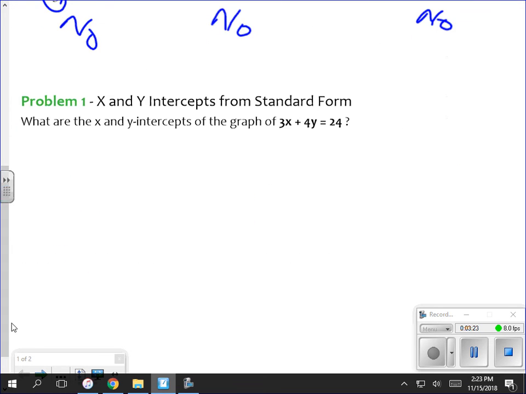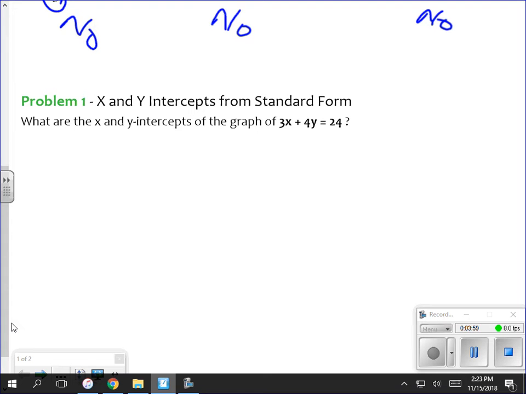Okay. So, this next part is key towards your quiz. I find that standard forms of an equation are very easy to graph. They're actually easier to graph than any other type of equation, I think. What you need to do is find the x and y intercepts. Where does it cross the x-axis? Where does it cross the y-axis?